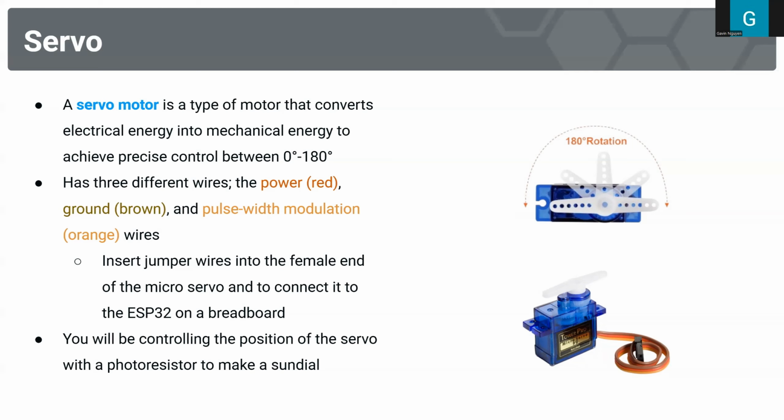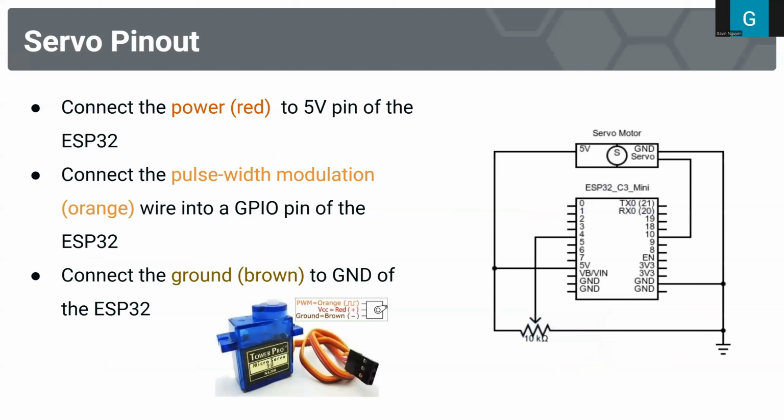So you'll be controlling the position of the servo with a photoresistor in Project 4, as well as a potentiometer in Checkpoint 1 to make a sundial. And for the servo pinout, you're going to connect the red power to the 5-volt pin of the ESP32, the orange wire, which is the PWM one, to a GPIO pin of the ESP32. You can do it for any of them, but for our project, we're going to be using pin 10. And then you're going to connect ground, which is the brown wire, to ground of the ESP32.